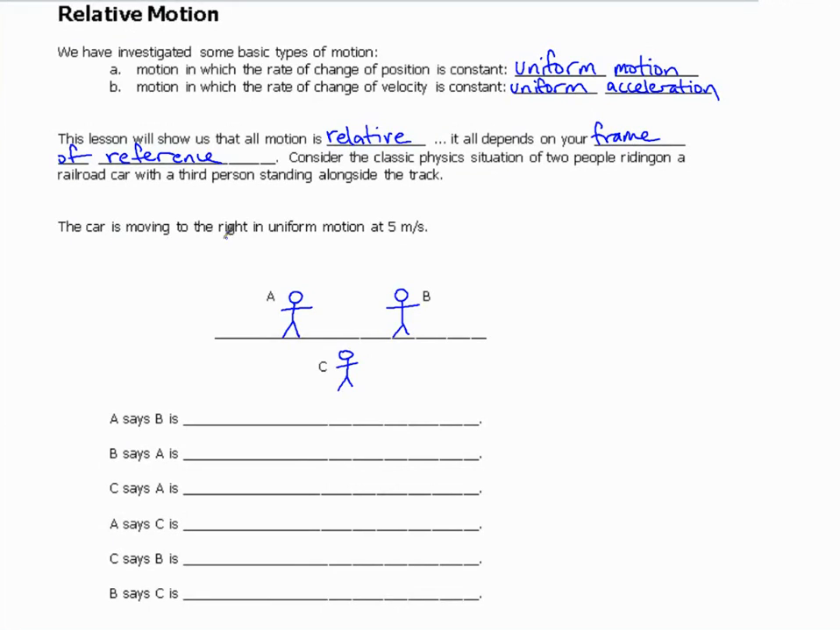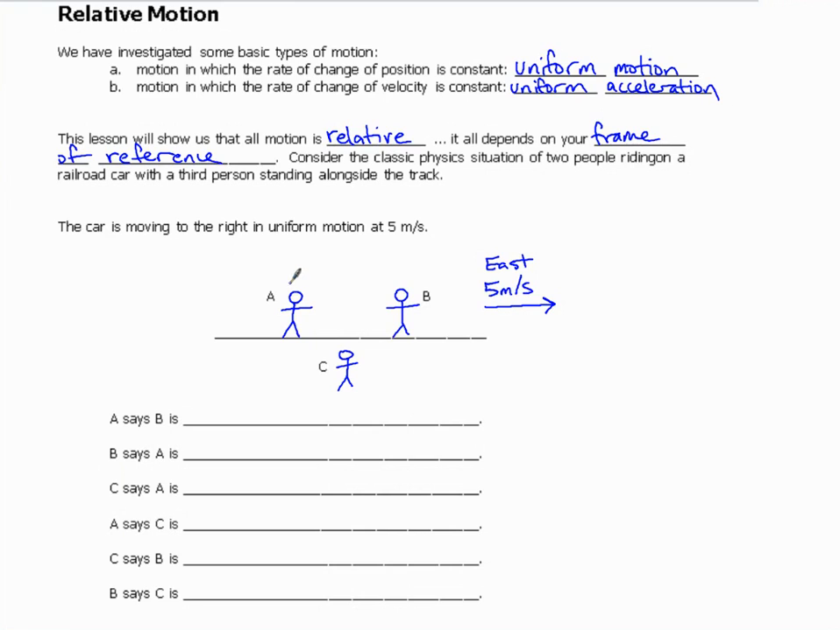The car is moving to the right in uniform motion at 5 meters per second. So we're going to draw a vector that represents 5 meters per second to the east. This velocity is a vector. It has both magnitude, 5, and direction, which is east. So we're going to talk about these three people. We're going to see what each one says about each of the others.